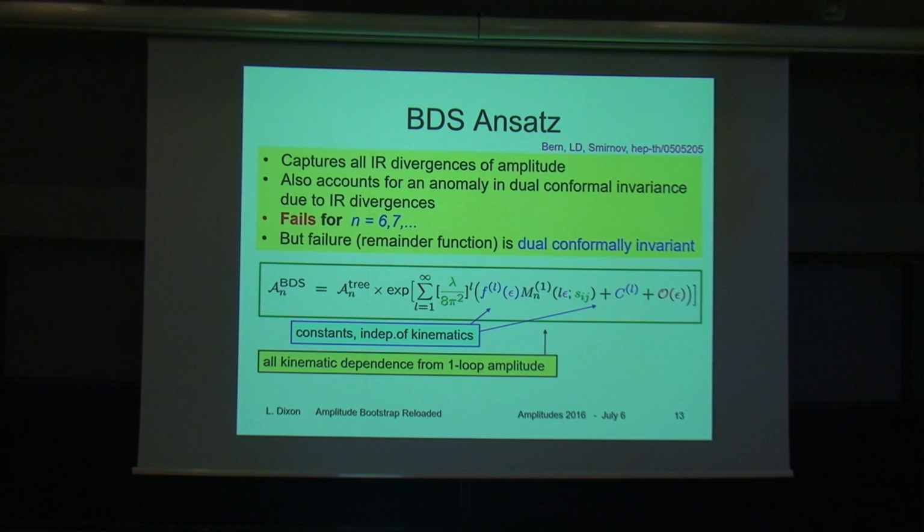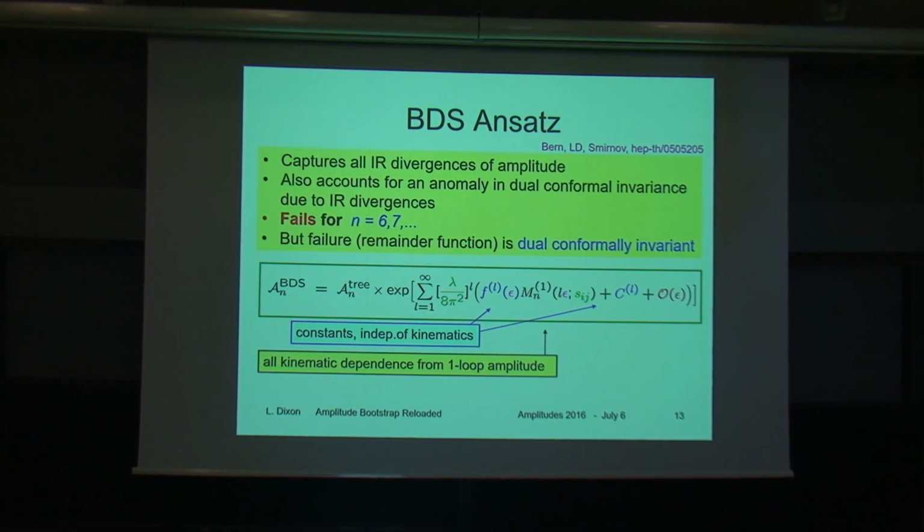So the so-called BDS ansatz accounts for all the infrared divergences of the amplitude, and it also manages to account for an anomaly in dual conformal invariance due to these divergences. It fails for n equals 6 and 7, but it's been very useful nonetheless. The failure function, or the remainder function as we decided to call it, is dual conformally invariant, and that's been a focus of a lot of study, calculation, and analysis over the years. Anyway, this is what the BDS ansatz is.